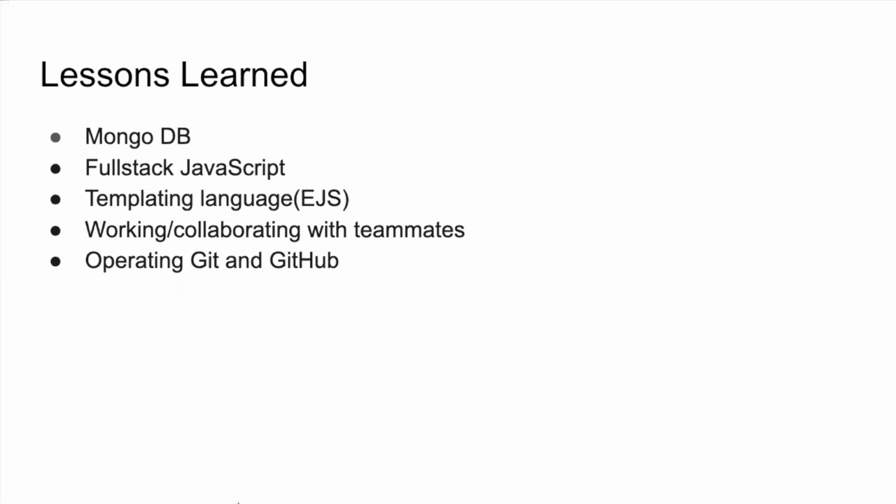And another soft skill that we learned during this project was working and collaborating with our teammates, which we know is very important for coding together. And lastly, we learned operating Git and GitHub, which is a very important skill to have for working together in this industry. We had all had little experience with it before, but after doing this project and getting practice with pushing and pulling and committing files, we feel like we're very familiar with it.